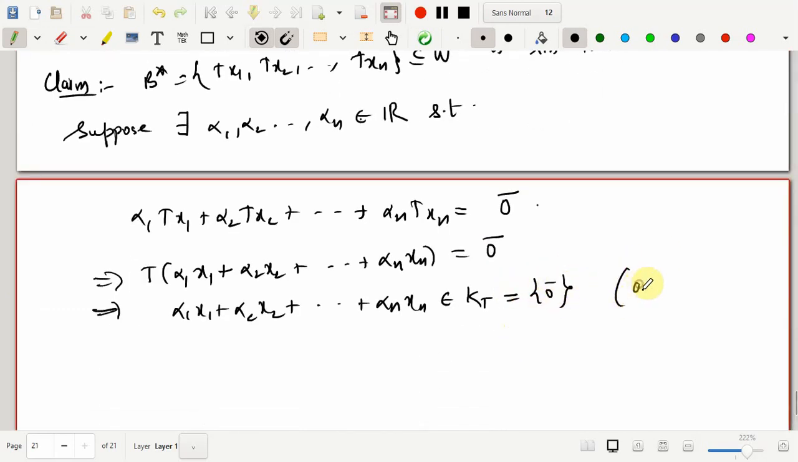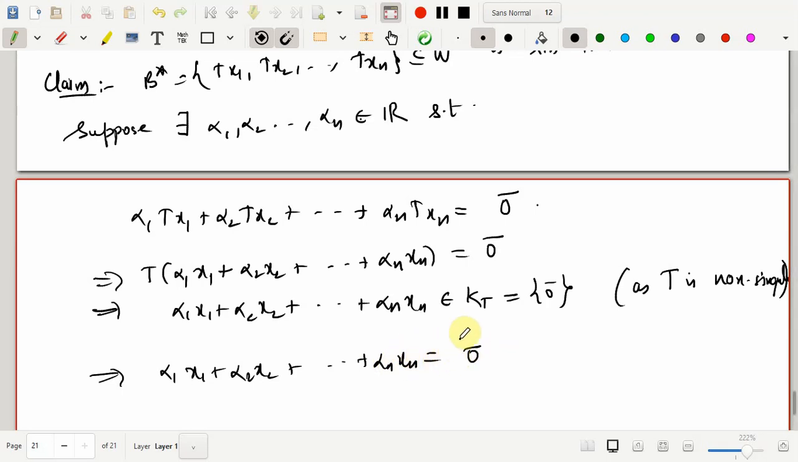The reason is that T is non-singular by definition. So since the kernel has only one element, there is no choice other than saying that alpha 1 x1 plus alpha 2 x2, and this goes on till alpha n xn is the zero vector. So this is how from these steps you have arrived at this step. Basically, whenever the image combination is equal to 0, that would imply that this linear combination will be equal to 0.